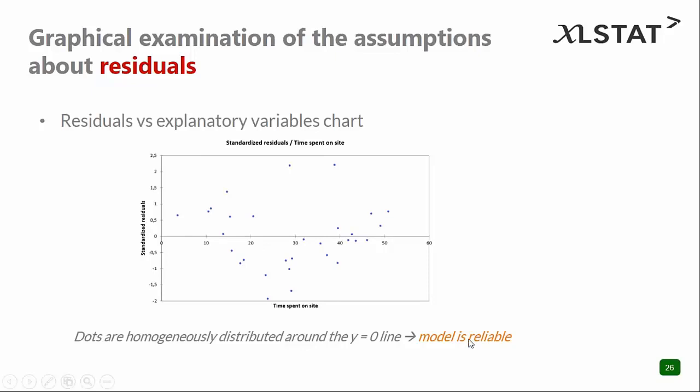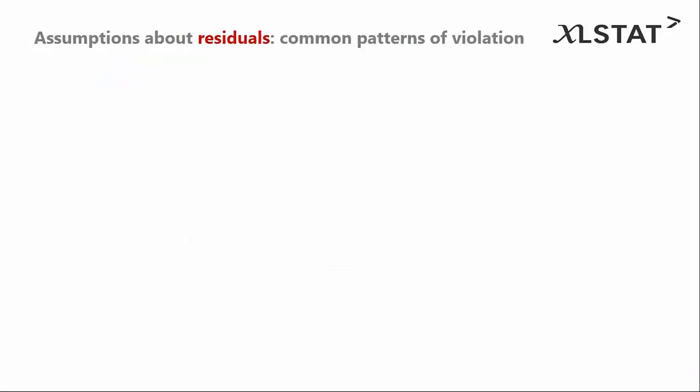so we can say that the model is reliable. There are other more precise ways of checking for those assumptions, and they are all in your appendix. So if you're interested, just check them out. You can run a normality test, for example, to check if your residuals are significantly different from a normal distribution.